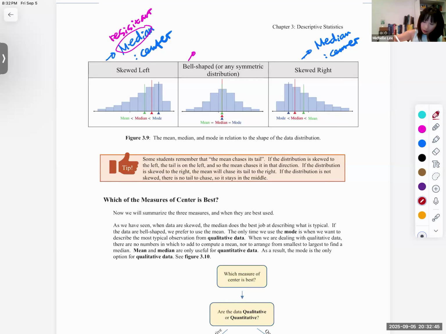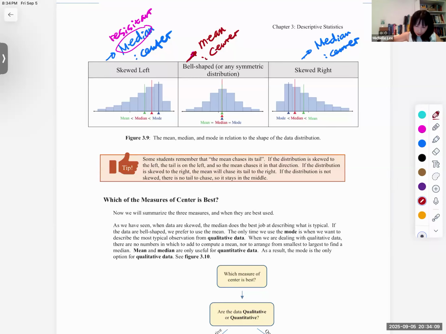So mean as a center for the bell shape. Okay. Good.